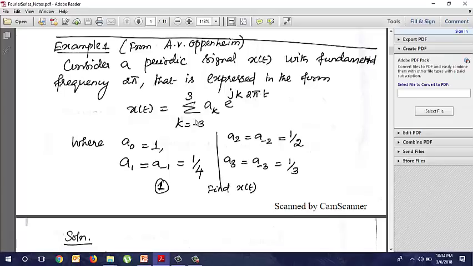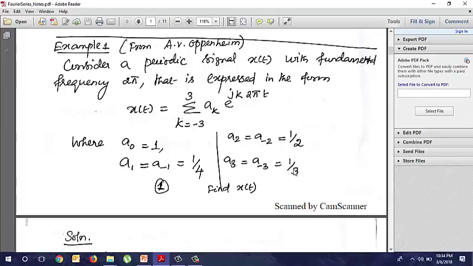Now it is having how many terms from minus 3 to plus 3? You will have 3 plus 3 plus 1 for k is equal to 0, so 7 terms are there in your Fourier series. Other terms are 0. And it is given a naught is equal to 1, a1 and a minus 1 are 1 by 4, a2 and a of minus 2 have coefficient value half, and a3 and a of minus 3 are 1 by 3.